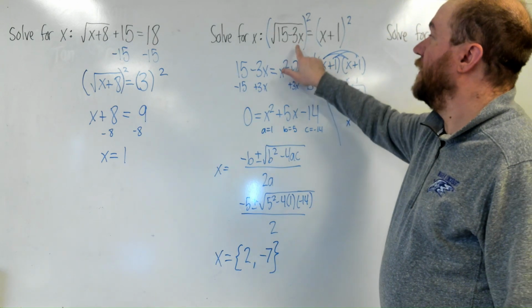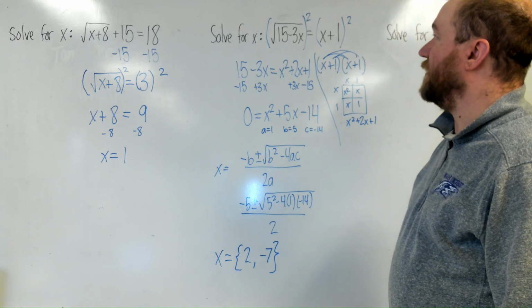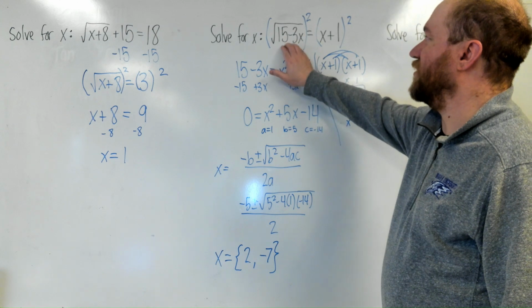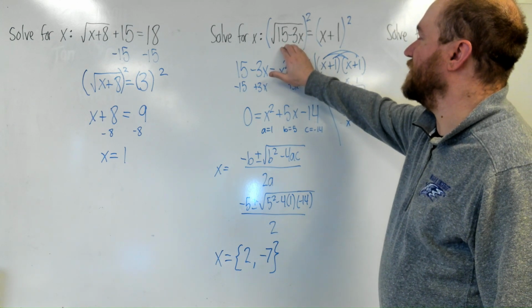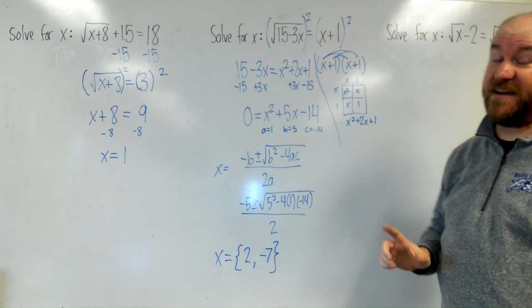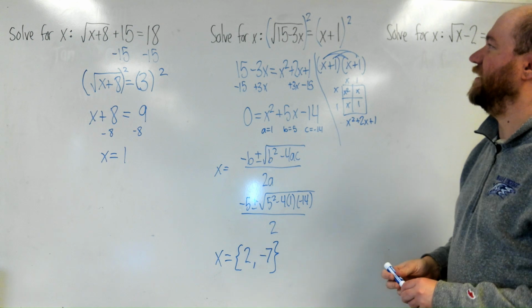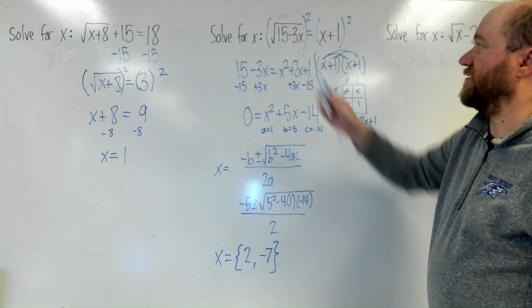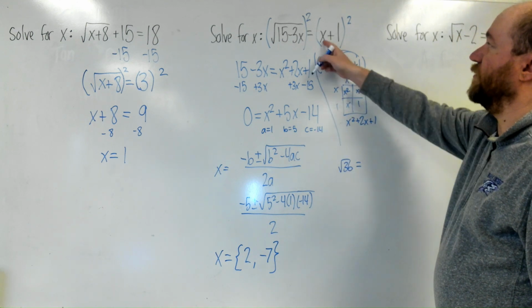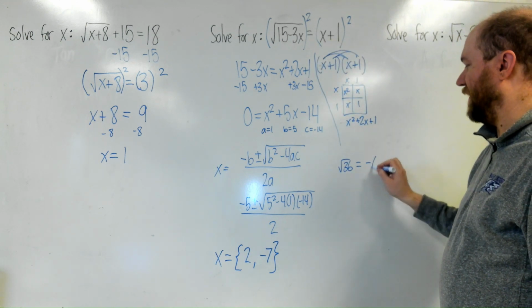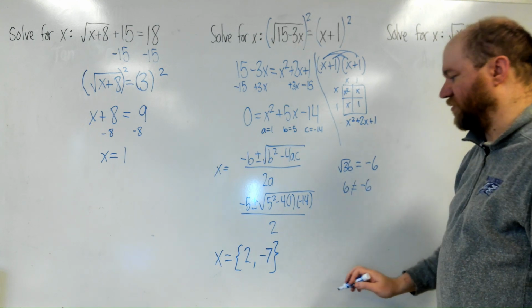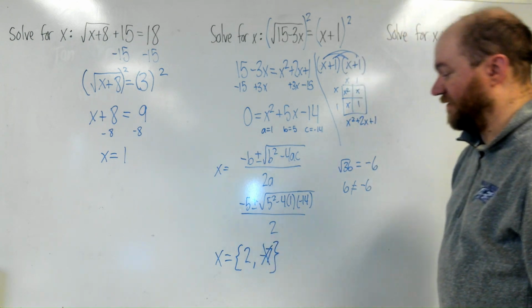If we put negative 7 in there, oh, I lied. The negative 7 times the negative 3 is going to be a positive 21. 21 plus 15 is 36. The square root of 36 is 6. And then over here, negative 7 plus 1 is negative 6. There you go. That's why it doesn't work. So when I put the negative 7 in there, I get radical 36 equals negative 6. And the square root of 36 is not negative 6. That's not true. We have to reject the negative 7.